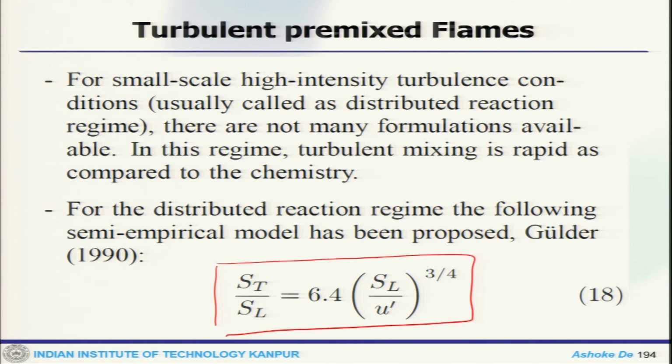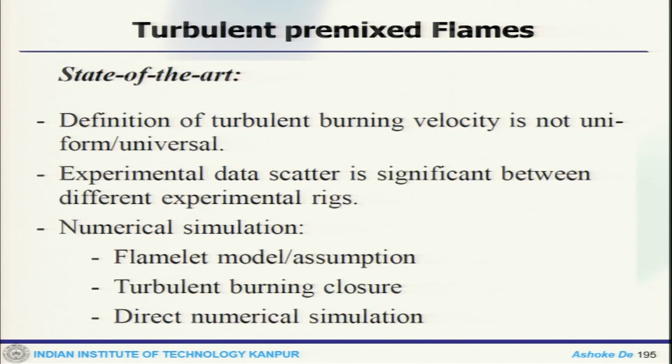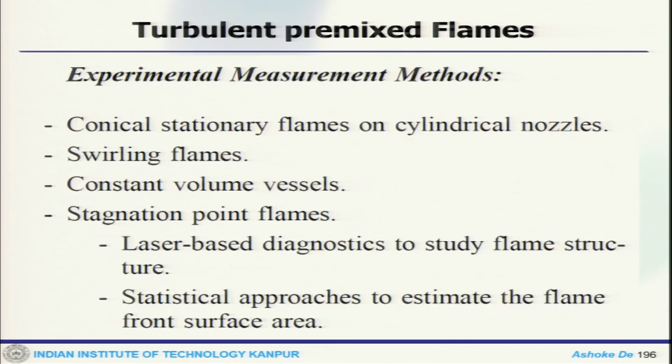So, as I said, there are multiple of these, but the situation is that the correlation of turbulent burning velocity is not universal or uniform. So, you require numerical simulation. That is why one has to use flamelet models, turbulent burning closure, and numerical simulation. Typically the experimental measurement methods look at conical stationary flames, swelling flames and all these things.